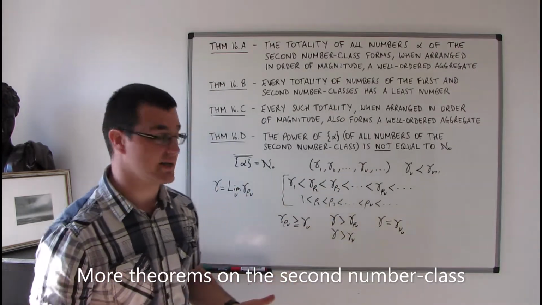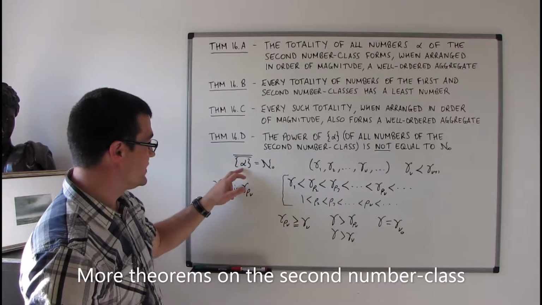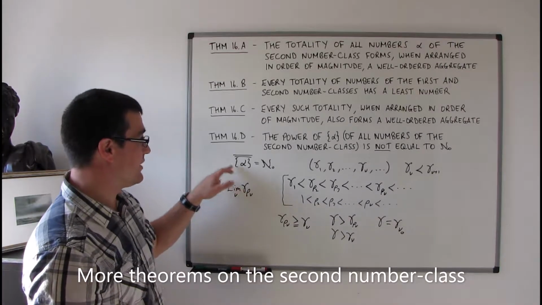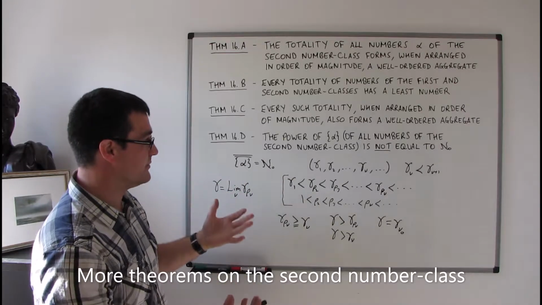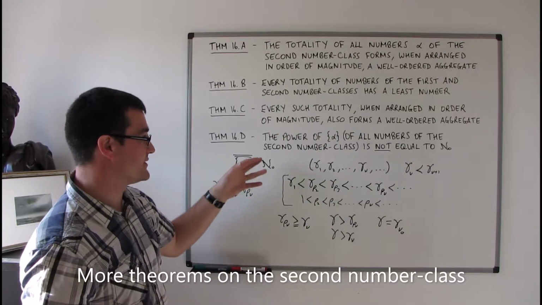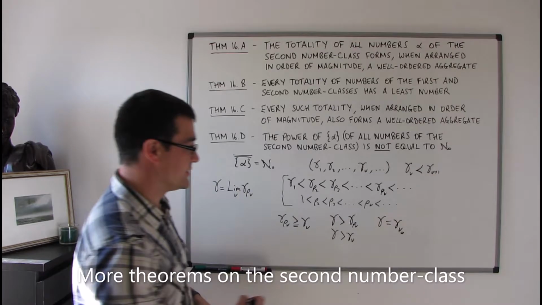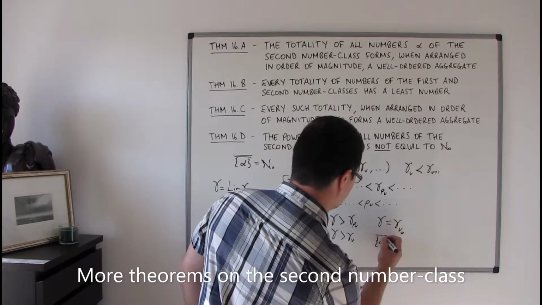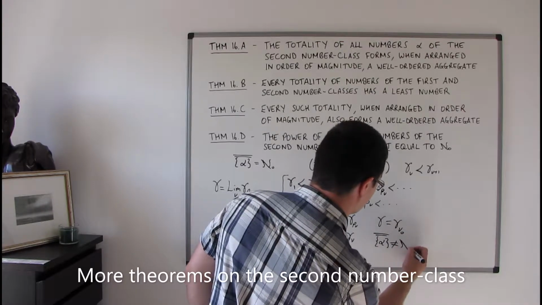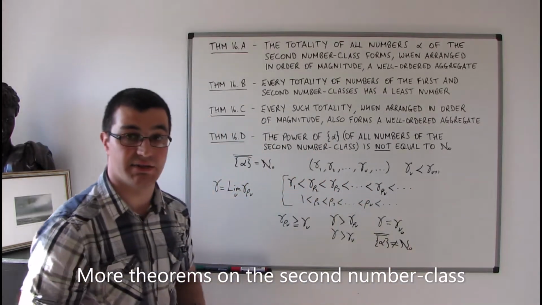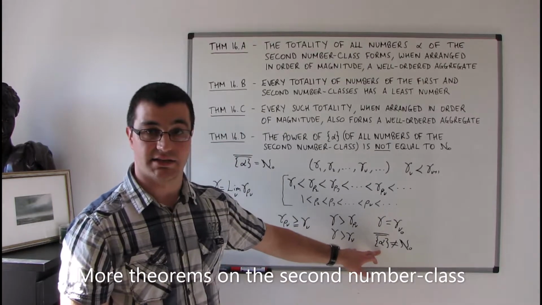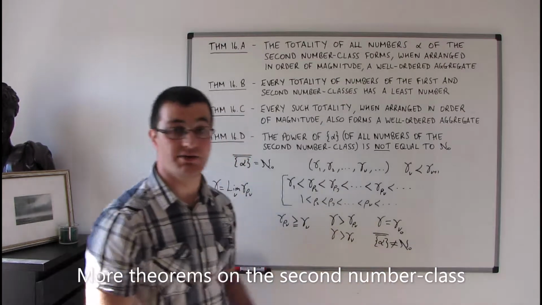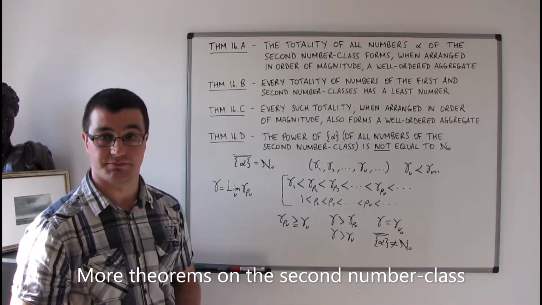Well, that's the contradiction. So therefore, what we can say is that the cardinal number of our aggregate, the aggregate of all of the numbers of the second number class, cannot be equal to Aleph naught. So alpha is not equal to Aleph naught. It remains to be seen what the cardinal number of this aggregate actually is, but what we can say is it's not equal to Aleph naught.